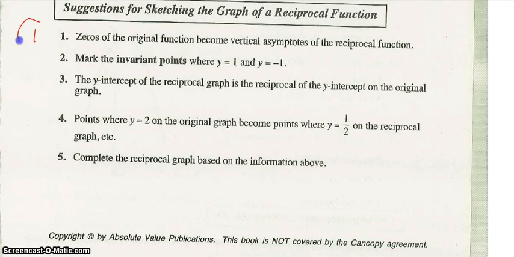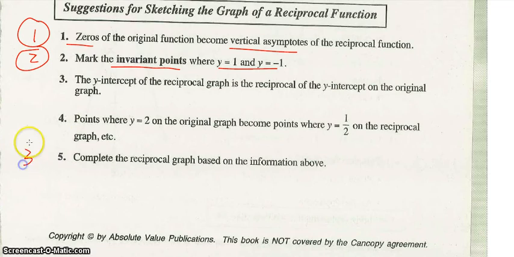The first one is the same as ours. 0 becomes vertical asymptote. Number 2 is same as ours. Invariant points at 1 and -1. Number 3, our third point, we just say make a curve, right? Complete the reciprocal graph, just make a curve.